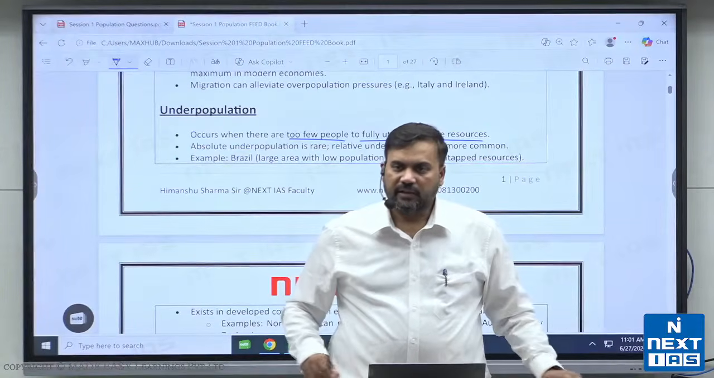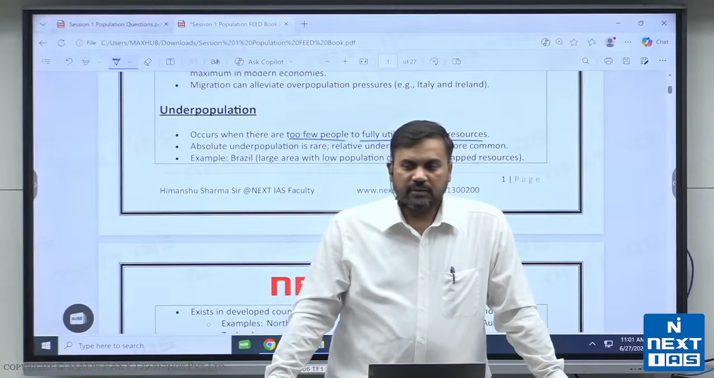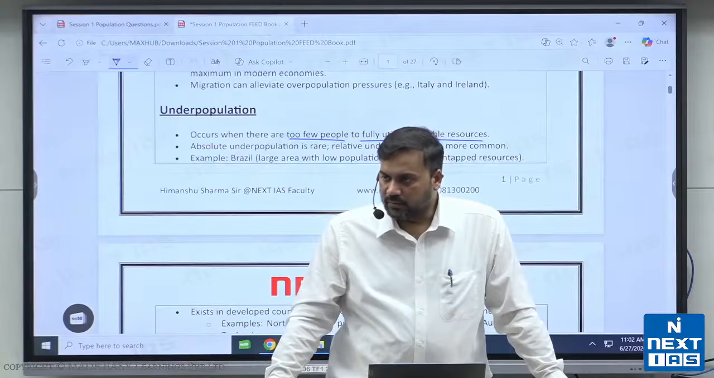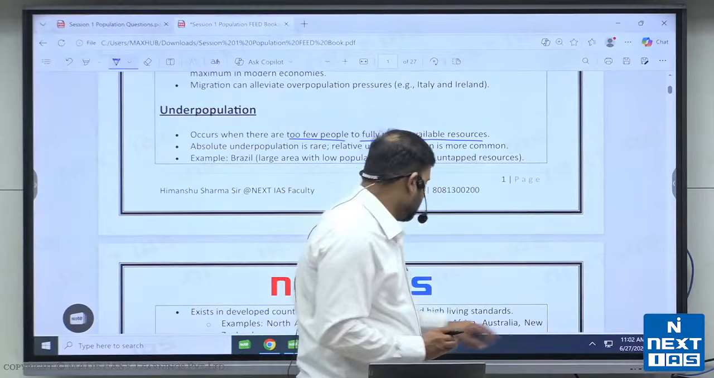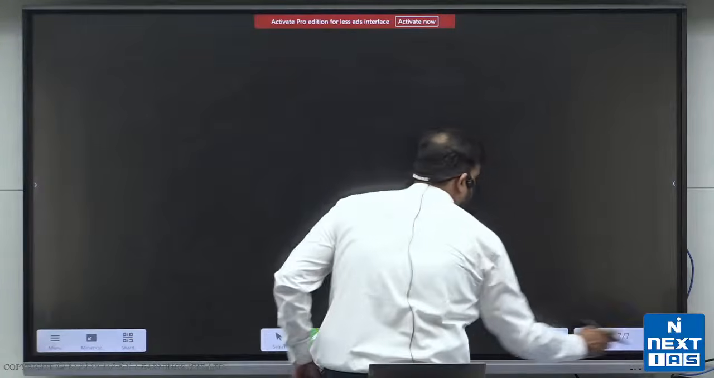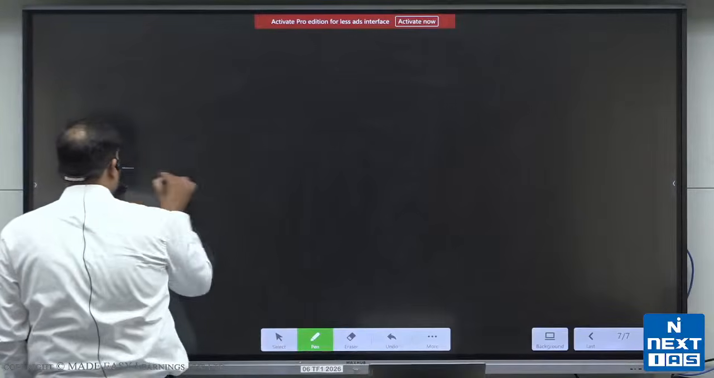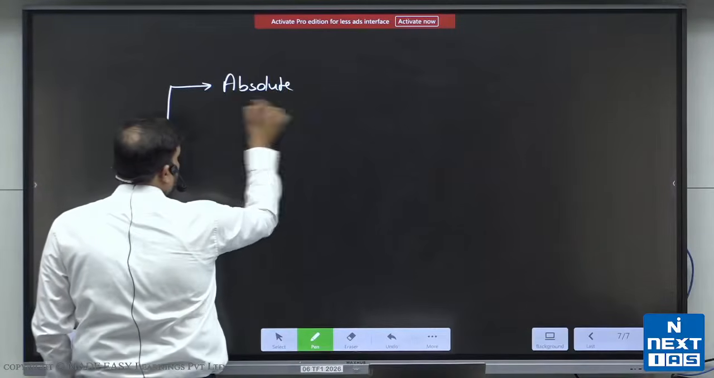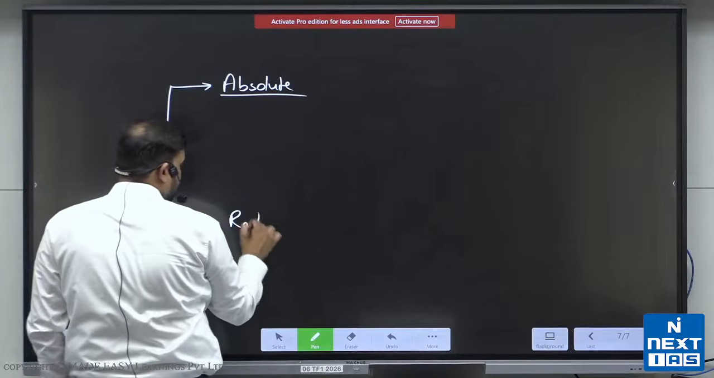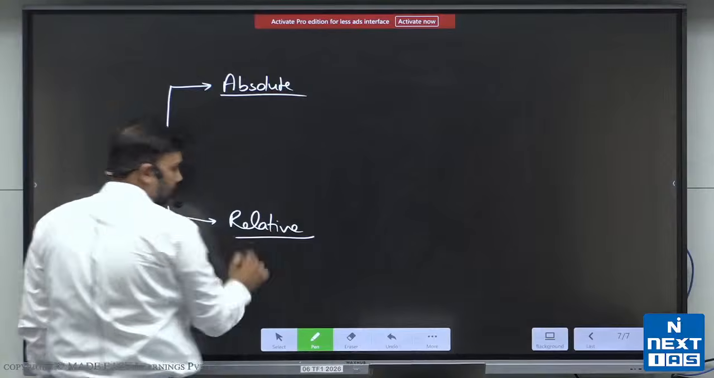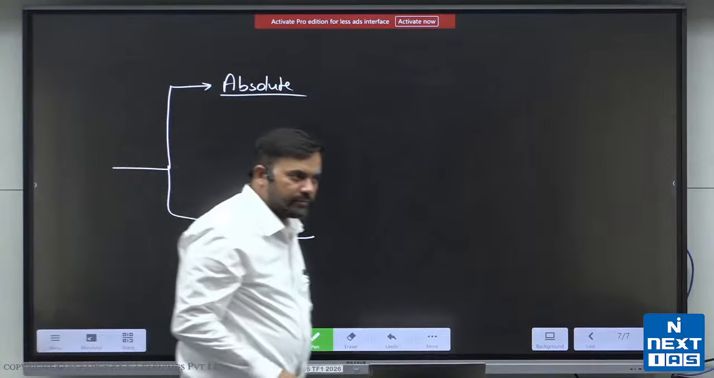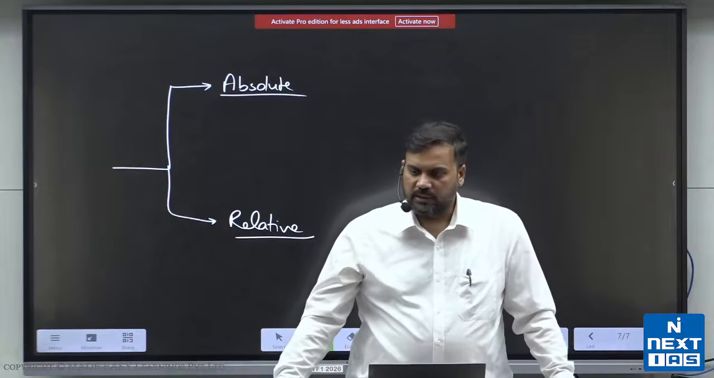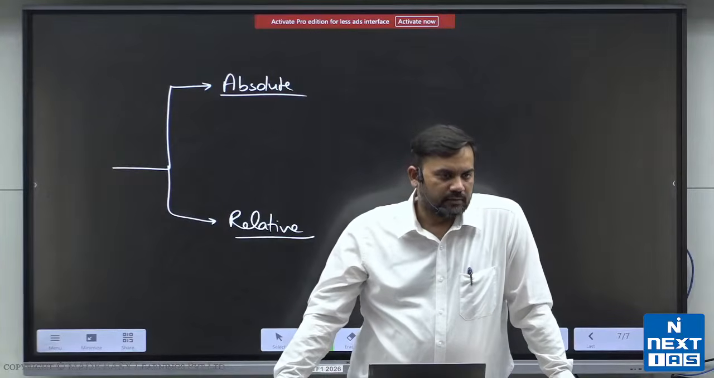So these are the concepts and their definitions, which should be learned by heart. Then one more thing, you have to understand that these situations are relative rather than absolute. So there are two concepts related with this. When we are talking about the population resource ratio, they are hardly absolute. In most cases, they are relative. So think about this. Can there be absolute situations like absolute overpopulation?